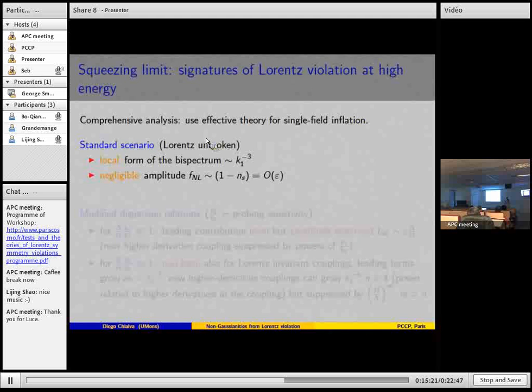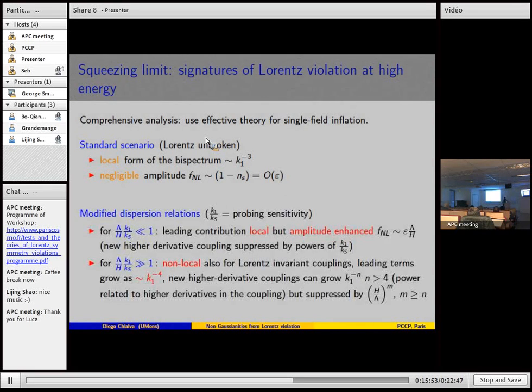You can actually make a comprehensive analysis using effective theory for single field inflation, or if you want, for adiabatic-only perturbations. And what you find is that in the standard scenario, no matter what coupling you're using, at leading order, the squeezing limit will always have a local form, K1 to the minus cube, a negligible amplitude, always given basically by the spectral index, and therefore always very, very small.